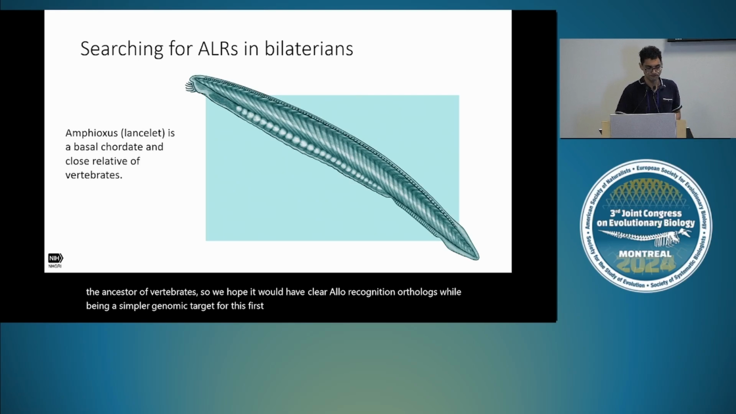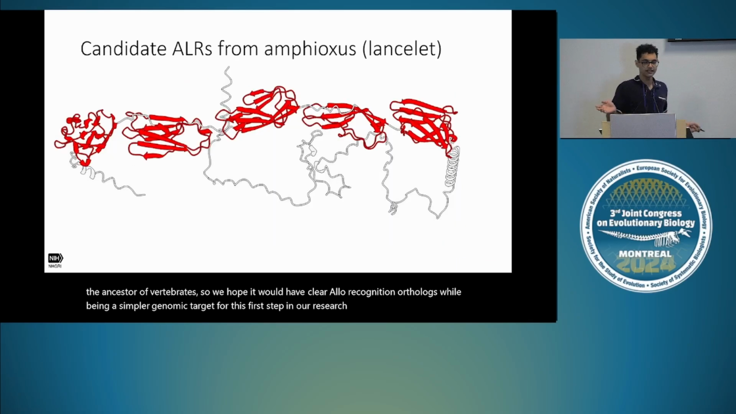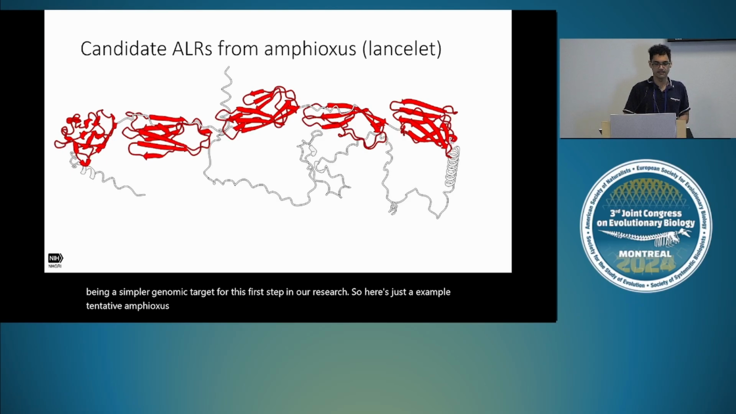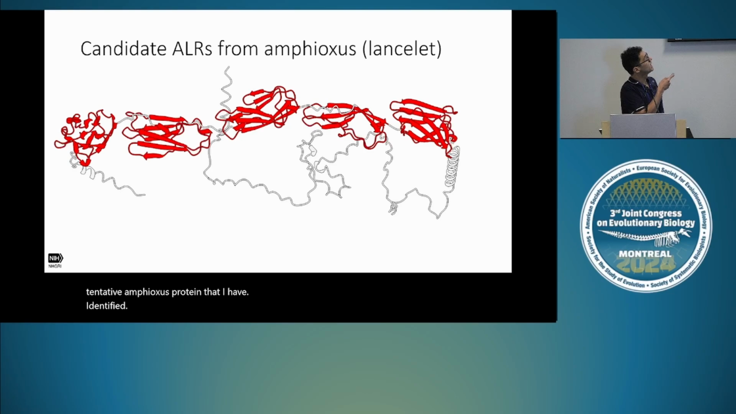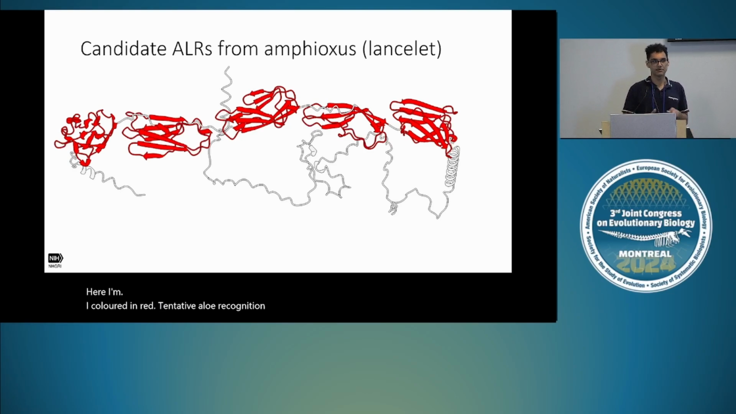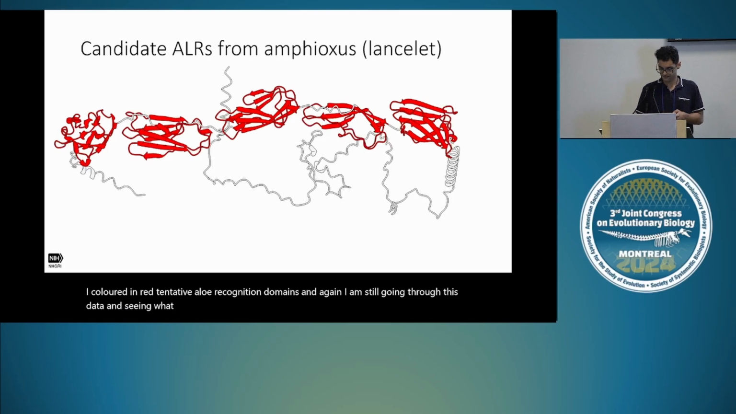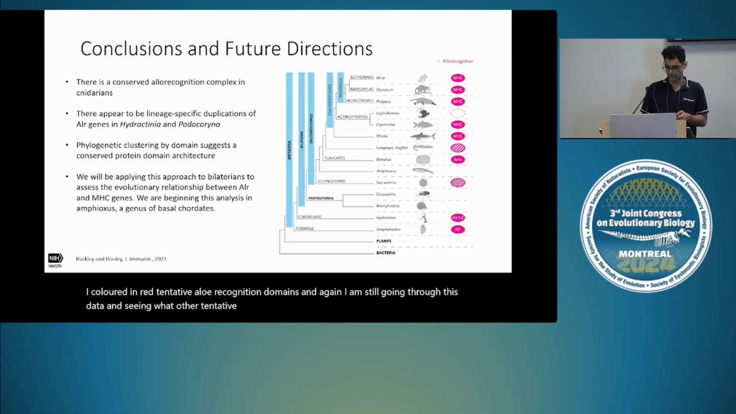our research. So here's just an example tentative Amphioxus protein that I have identified. Here I colored in red tentative allorecognition domains, and again, I am still going through this data and seeing what other tentative allorecognition proteins I identify.